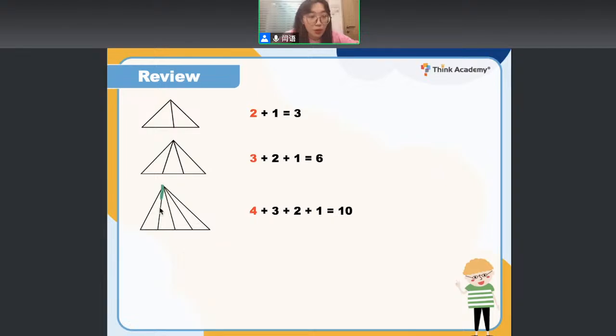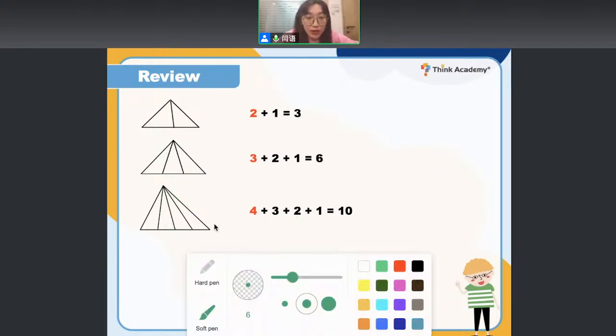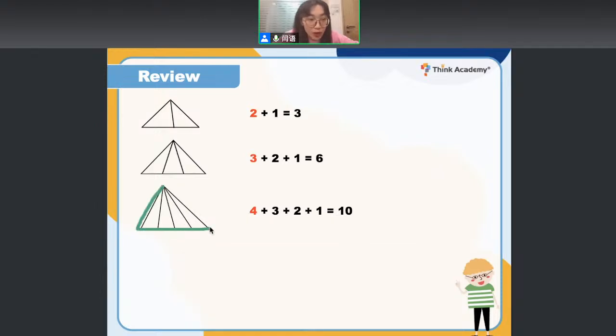Here. 1, 2, 3. Can you see? That is why we get 2 here. Okay. And for the last one, where can you find the last one? For the last one, that is the biggest one. You just combine these 4 triangles together. So now you see in total there are 10.